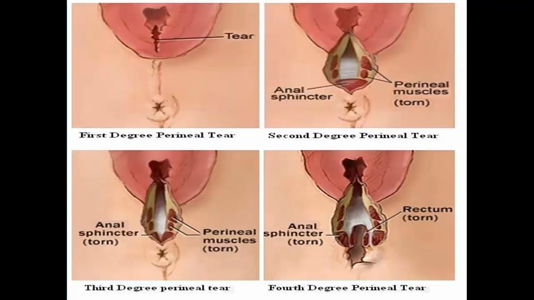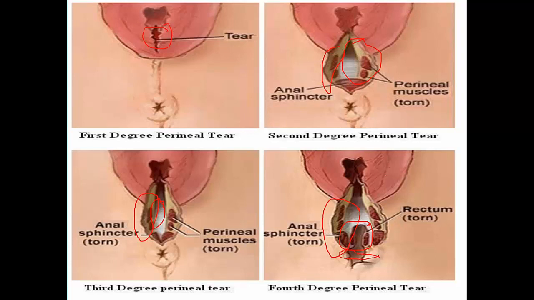So this picture shows the 4 degrees of perineal tear. Here the first is only skin laceration, and the second involves the perineal muscle, and the third involves the perineal muscle and sphincters. Here for the fourth, all the perineal muscle and also the sphincter complex and rectal mucosa.